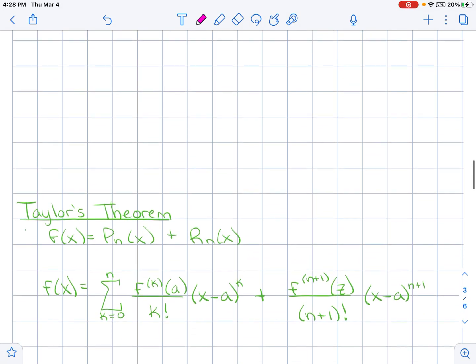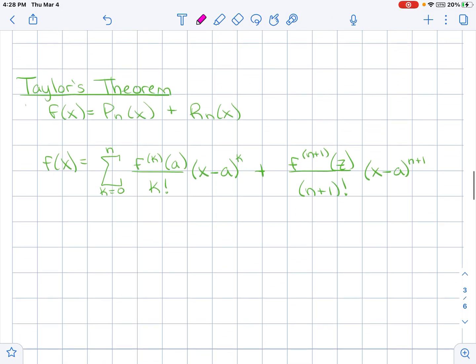So let's recap kind of where we've been. And we're going to look at Taylor's theorem. We've talked about this part before, that the actual value of the function is equivalent to plugging the number into the polynomial we come up with, plus the exact remainder. And that makes sense. However much we're off, plus our estimate will equal the exact value of the function.